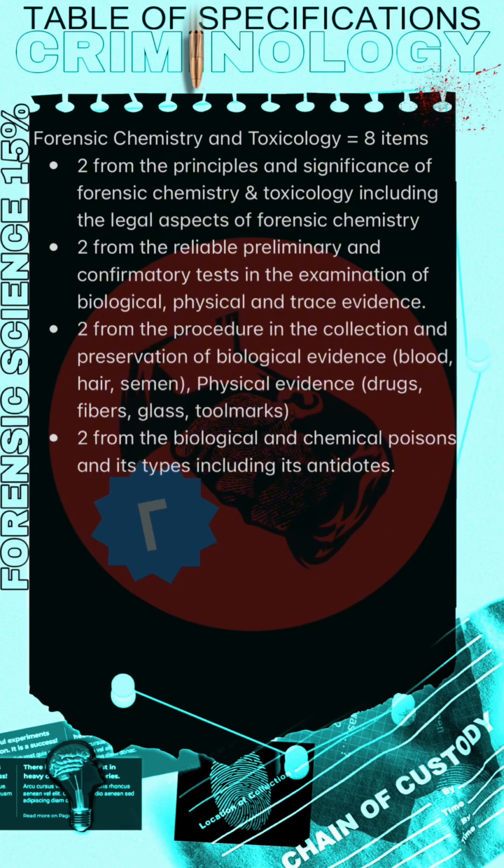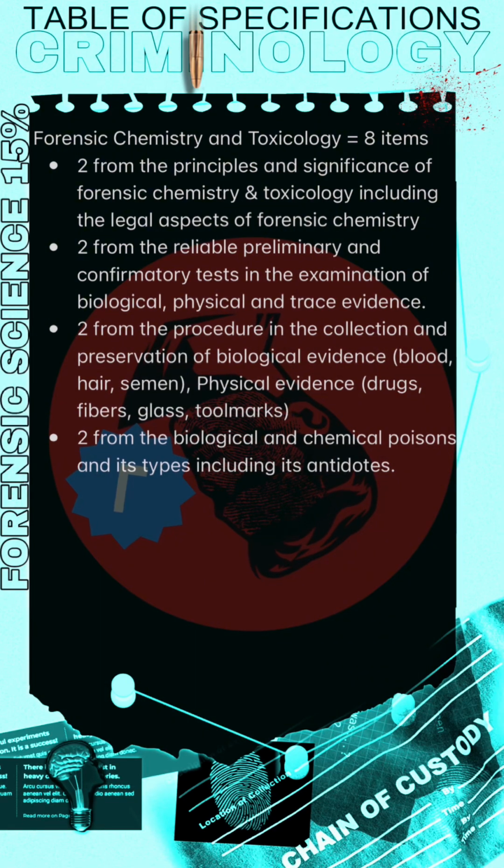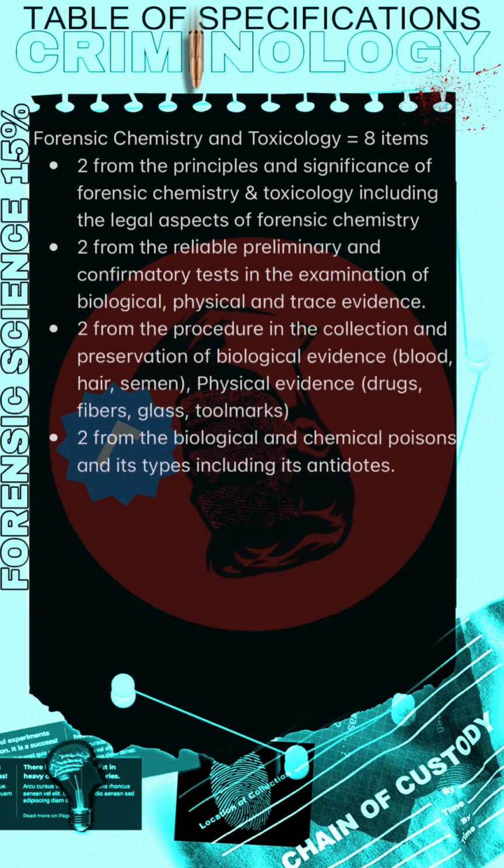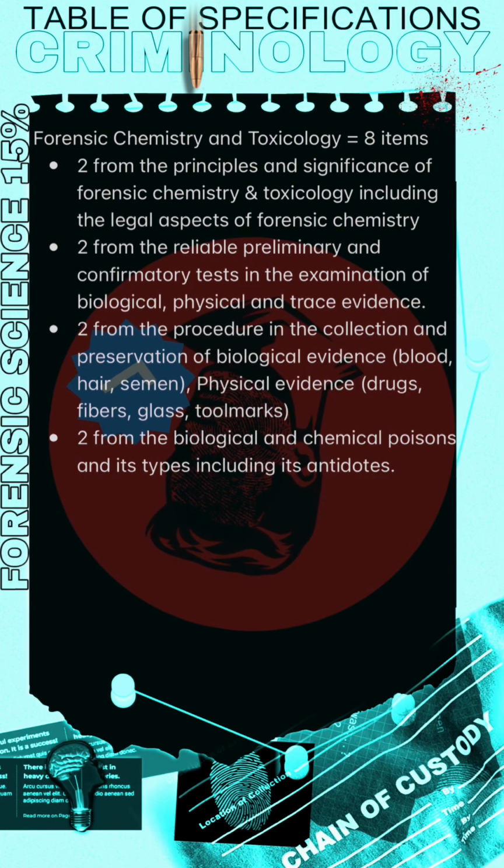Forensic chemistry and toxicology. It has 8 items. 2 from the principles and significance of forensic chemistry and toxicology, including the legal aspects of forensic chemistry. 2 from the reliable preliminary and confirmatory tests in the examination of biological, physical, and trace evidence. 2 from the procedure in the collection and preservation of biological evidence, blood, hair, semen, physical evidence, drugs, fibers, glass, tool marks. 2 from the biological and chemical poisons and its types, including its antidotes.